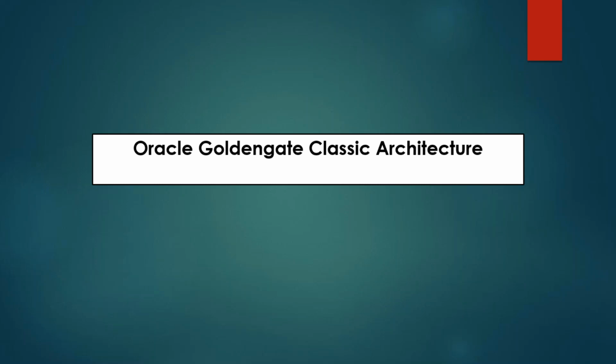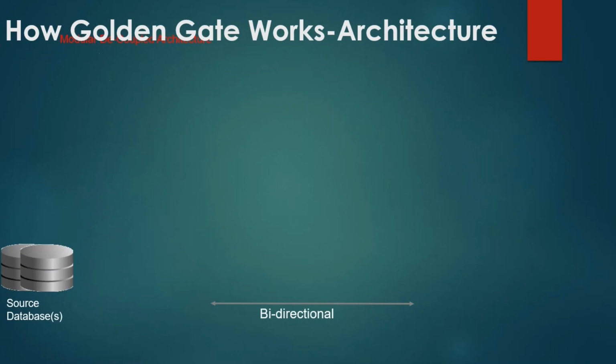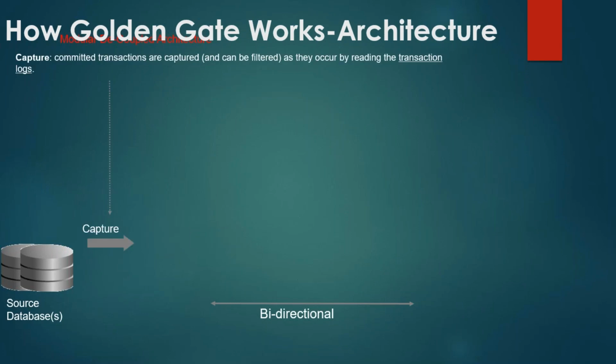But just to let you know about classic architecture and how it differs from microservices architecture, I'll be doing a bit more. So let us first discuss how classic architecture works. There are two databases, one is source and the second is target. Each database has its own transaction logs. Whatever changes happen to the database get recorded into the source database transaction logs. Once the changes are recorded into the transaction logs, those changes get captured by the extract process. So the extract process receives the changes, say for example you did insert, update and delete. Remember, the capture process captures only committed transactions.